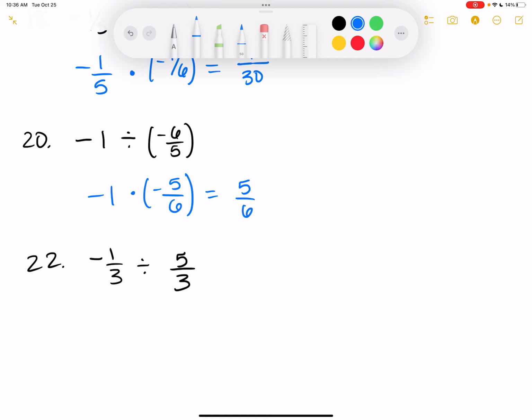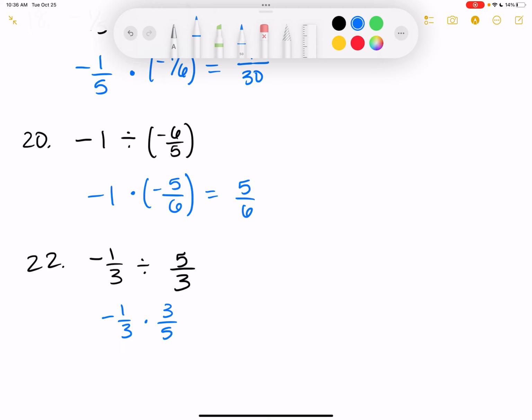So we only ever flip the one that's after. The one before always just gets copied down. So negative 1/3 times 3. Wait, so it's like keep, change, flip. Yes, that's it.